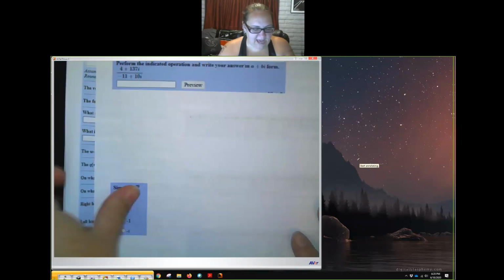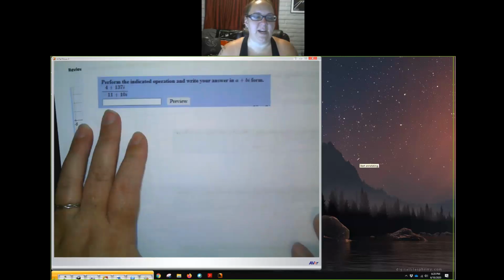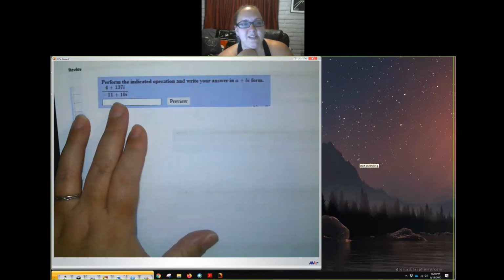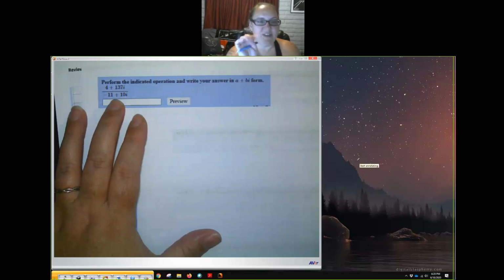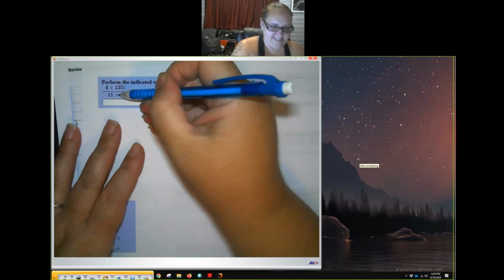And then if you have more than one thing going on in your denominator, then you have to multiply top and bottom by the complex conjugate. The complex conjugate is whatever you have in the denominator with a different sign in the middle. You keep the sign out front, you change this sign.